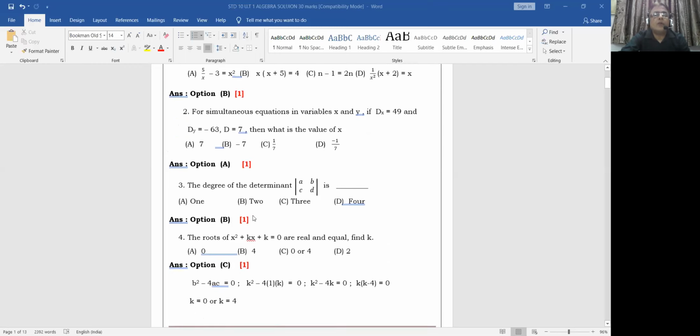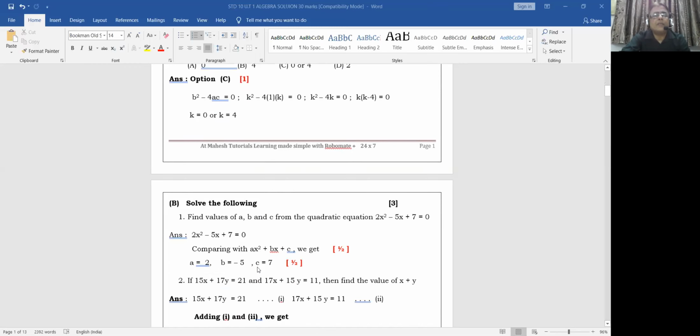Next one, the roots of kx square plus kx plus k equals to 0 are real and equal. Find k. Now we know when they are real and equal, b square minus 4ac is 0. Working I have shown now. You don't have to show the working. Option C is the answer. The answer is 0 or 4. So if you have written all the options A, B, C, D, whatever, give 1 mark each.